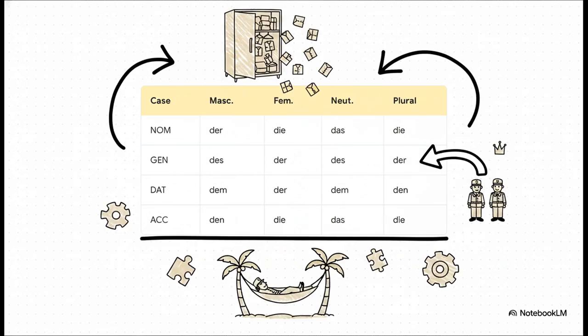Because of these different jobs, our little articles, der, die, and das, kind of have to change their uniforms. We call this declension. Notice the pattern in the masculine row, where der changes to den for the accusative. But honestly, my favorite part is looking at the plural row at the bottom. It literally only has one form per case, completely regardless of gender. A much-needed break from the heavy lifting, am I right?